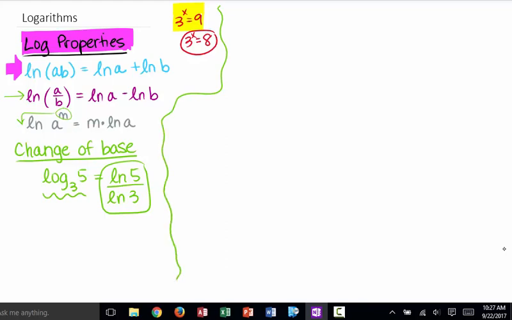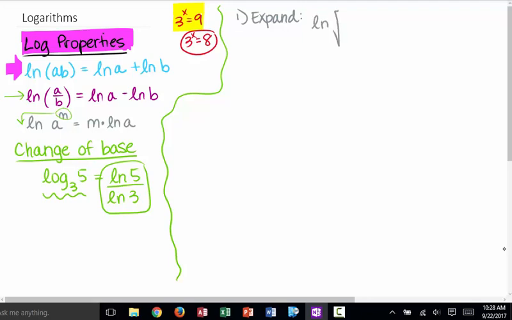Okay, so as I'm looking through this, how do I use these? So one example might look like this. It might say expand, and let's say natural log of a square root, I'll put 1 minus x squared over 2 plus x. So let's say this was our job, was to expand this.